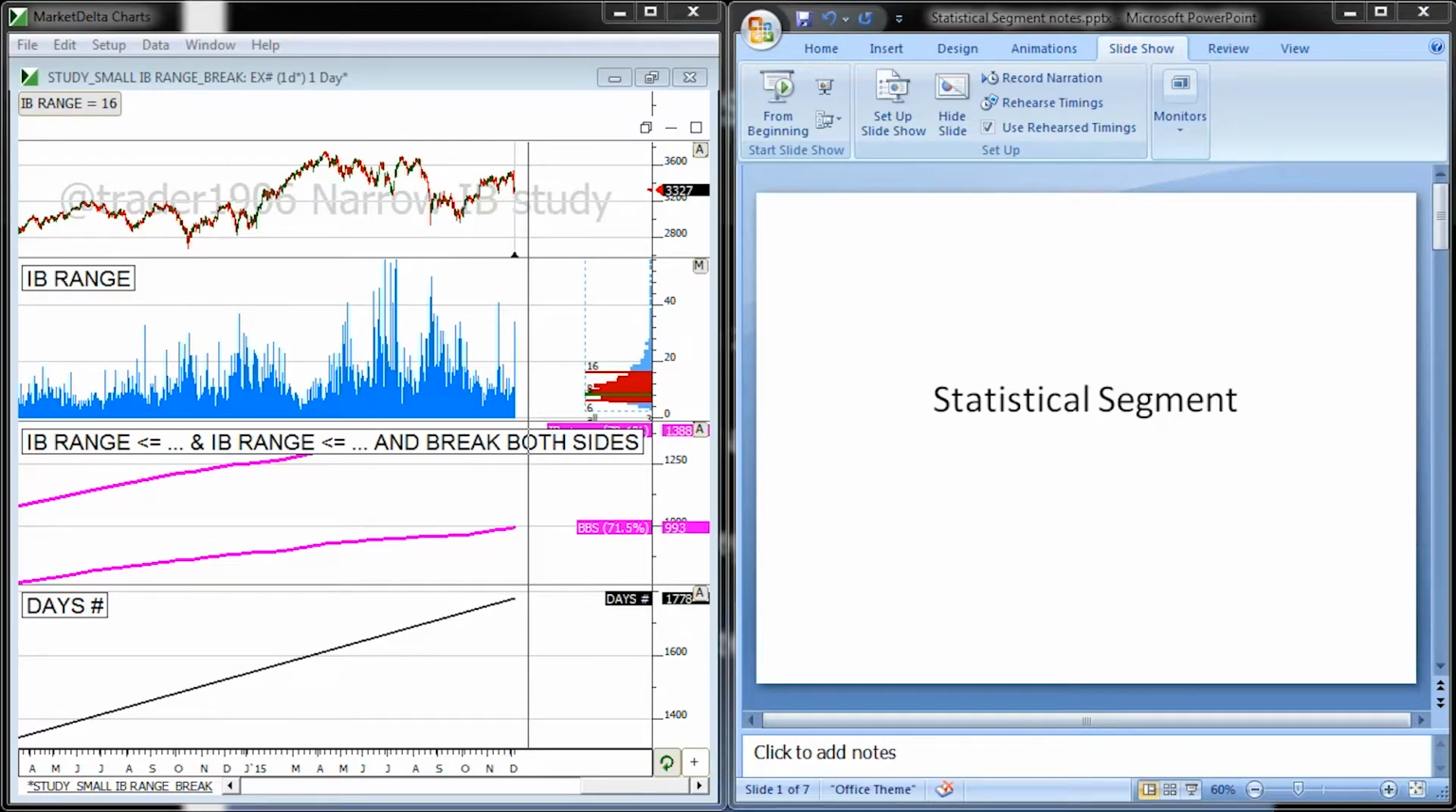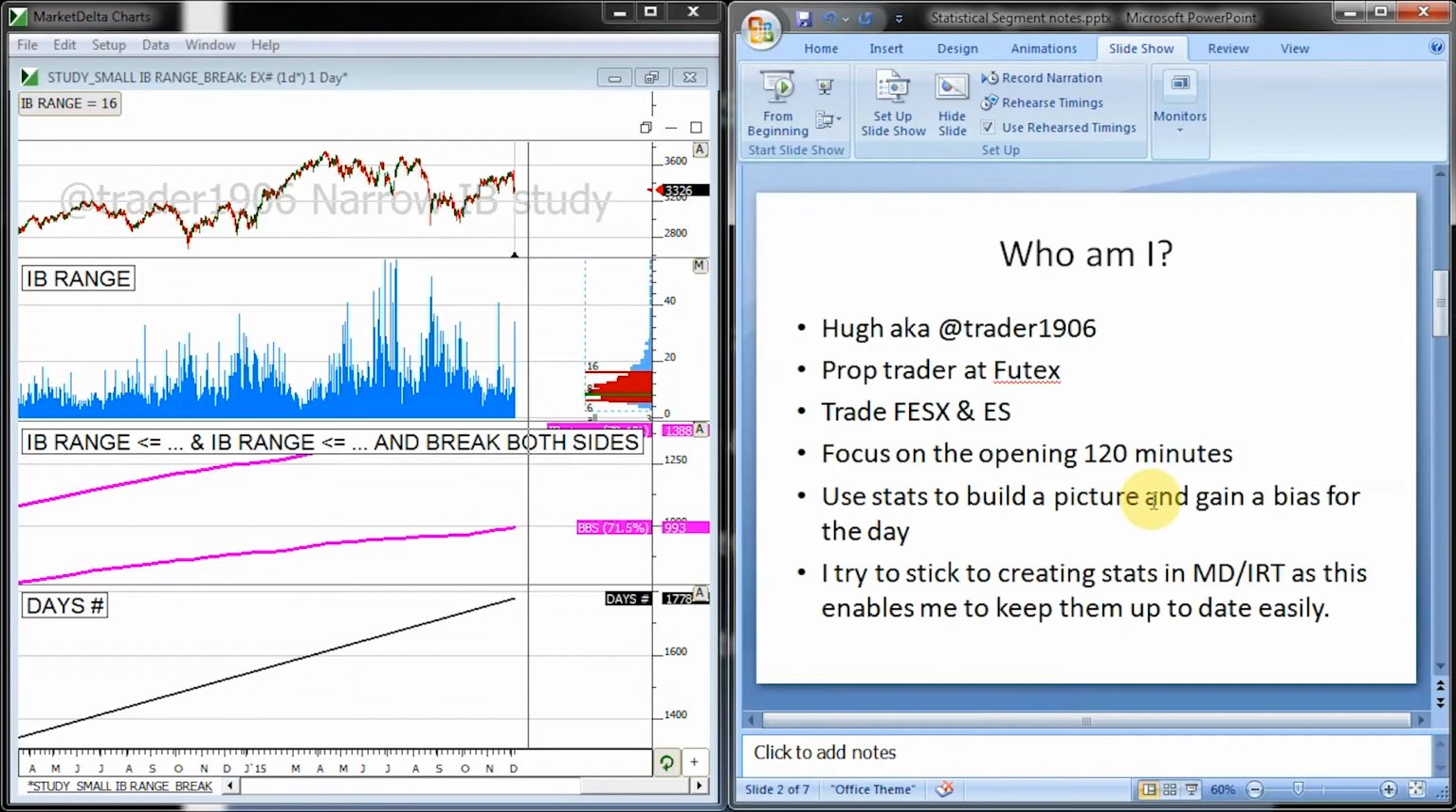I'm going to go through my statistical segment where we're going to analyze the market via some stats using Market Delta or Investor RT, which is the package I use. They're both the same package. Just quickly go through the intro.